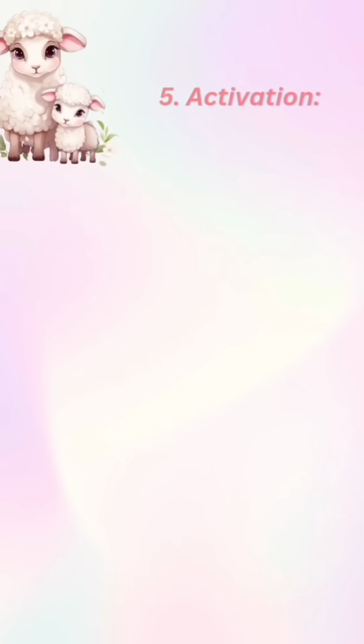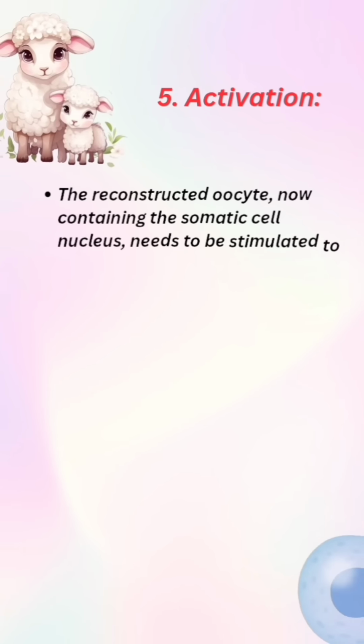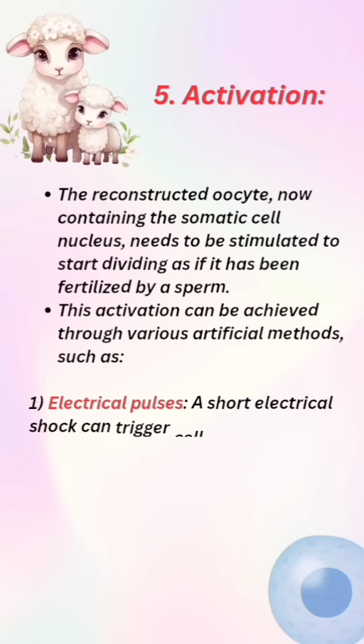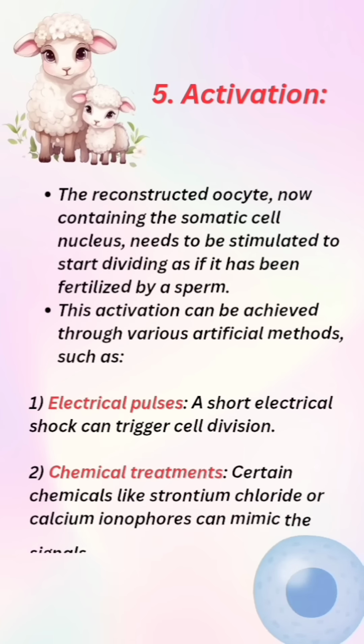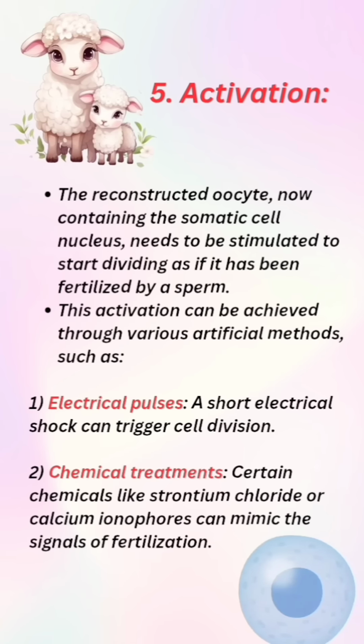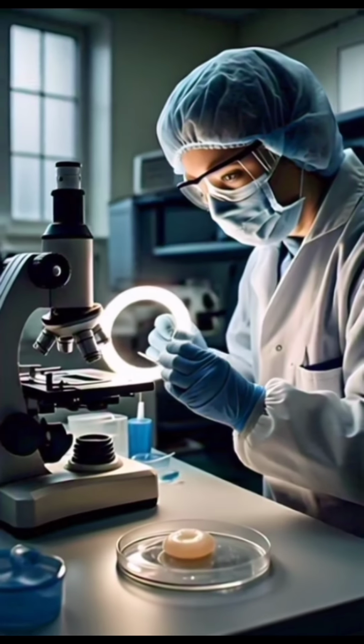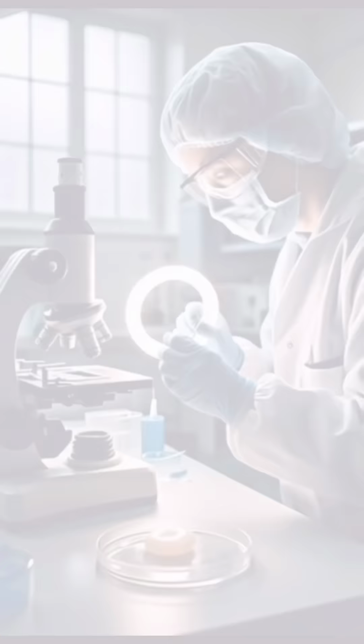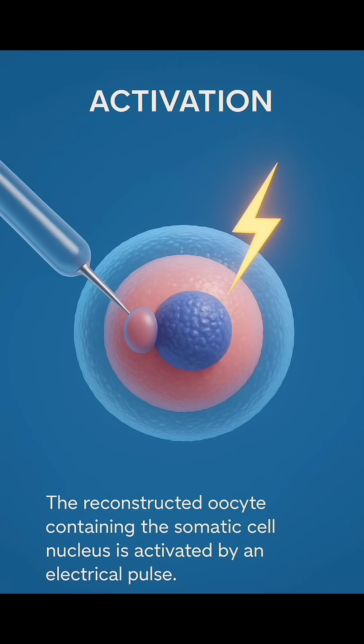5. Activation. The reconstructed oocyte, now containing the somatic cell nucleus, needs to be stimulated to start dividing as if it has been fertilized by a sperm. This activation can be achieved through various artificial methods, such as electrical pulses. A short electrical shock can trigger cell division. Chemical treatments. Certain chemicals like strontium chloride or calcium ionophores can mimic the signals of fertilization.